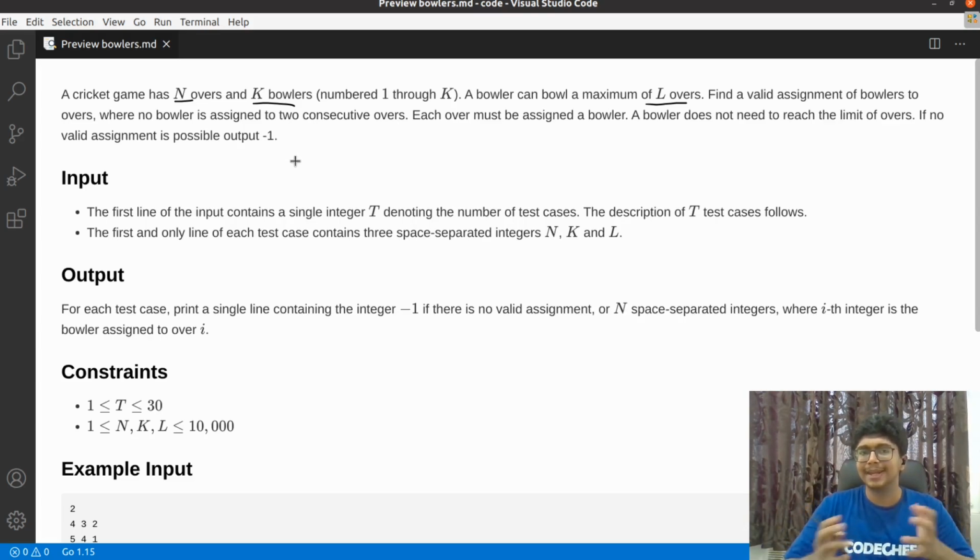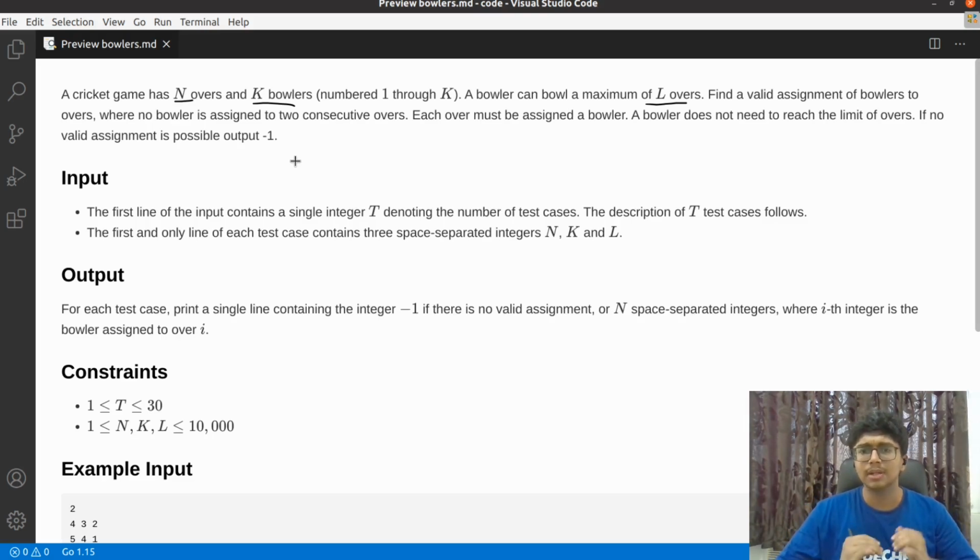Okay, so we have played cricket, right? Many a times we have watched cricket, and we know that no bowler can bowl 2 consecutive overs, right? So that is the constraint which we have been given. What we need to do is assign a bowler to each specific over. He can take as many overs as he wishes to, but each bowler cannot exceed L number of overs. Here each over must be assigned to a bowler, which means one bowler will bowl 1 over.